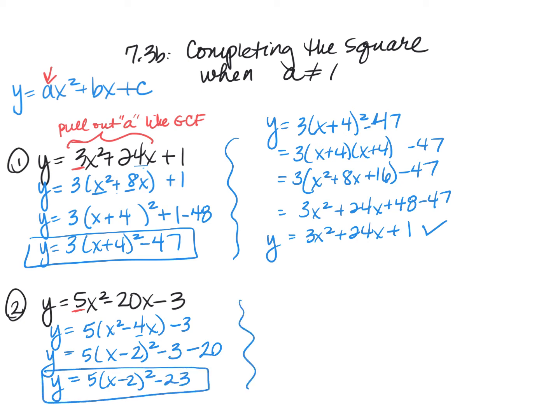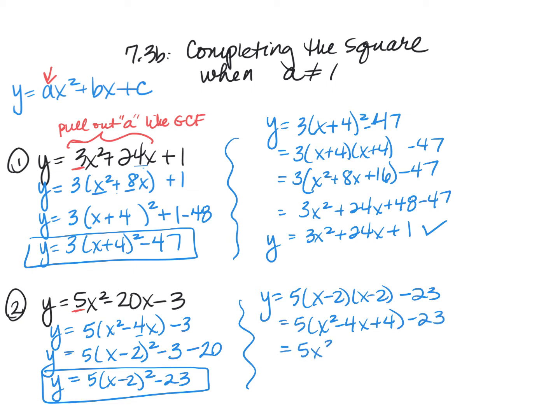So let's check our work, expand it out, and see if we get back to the original. x minus 2 times x minus 2 minus 23. x minus 2 gives me x squared minus 4x plus 4 when I FOIL. If I distribute the 5 out, I get 5x squared minus 20x plus 20 minus 23.